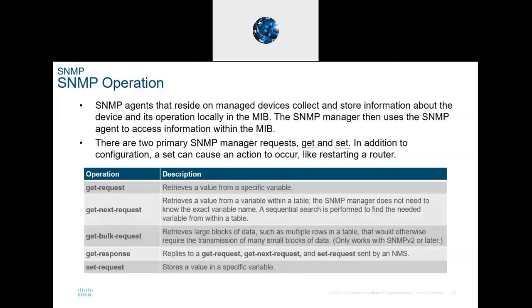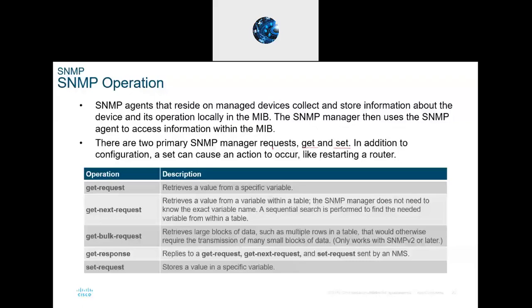Now there are two primary SNMP manager requests. We can have get, we can have set, and I've explained the difference between the two. So get is just to get the details about that particular device. Tell me what you got. Tell me what's going on with you. Tell me what you have in that environment. And then set, you can use set also to configure the device, just the same way we configure the router, change host name, change password, and all of those things.